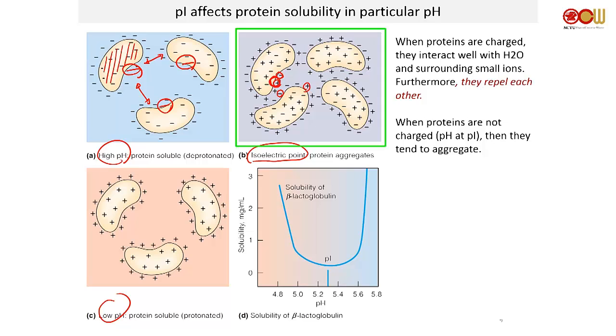For example, positive on this guy interacting with the negative on this guy, positive, negative. So they're going to come together, and if proteins come together, the solubility drops, and that would be bad for your chemical reaction, for example. So PI is important for protein solubility. If you want to purify your protein or use your protein to do an enzymatic reaction, you probably want to pick a pH that's not exactly at the PI.